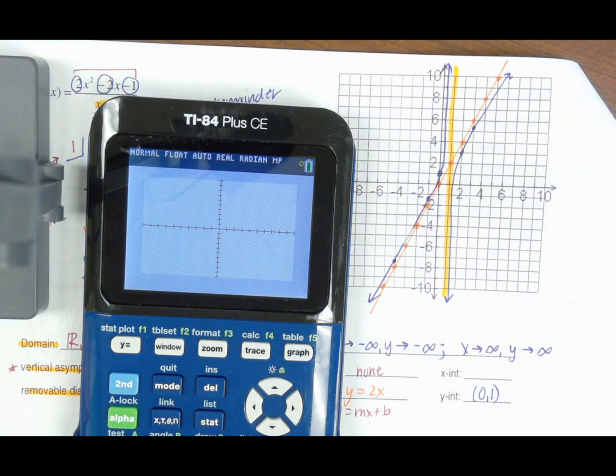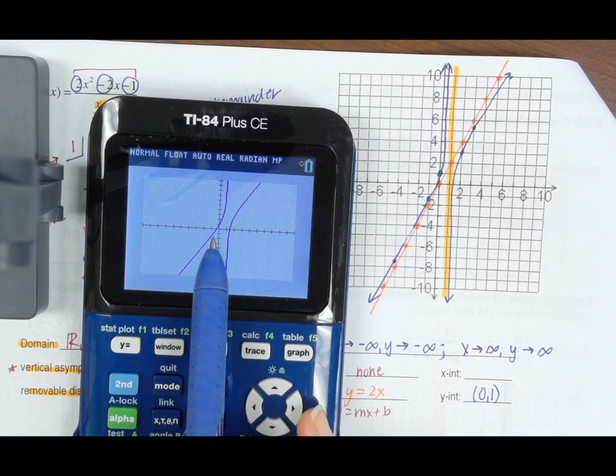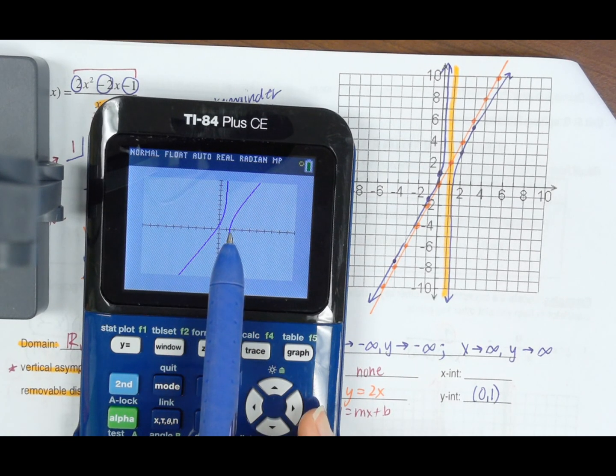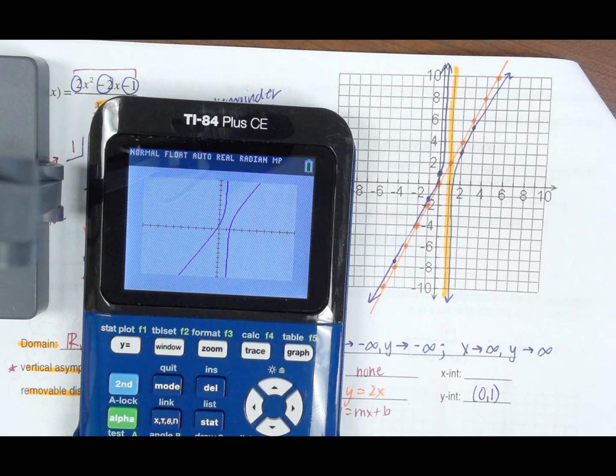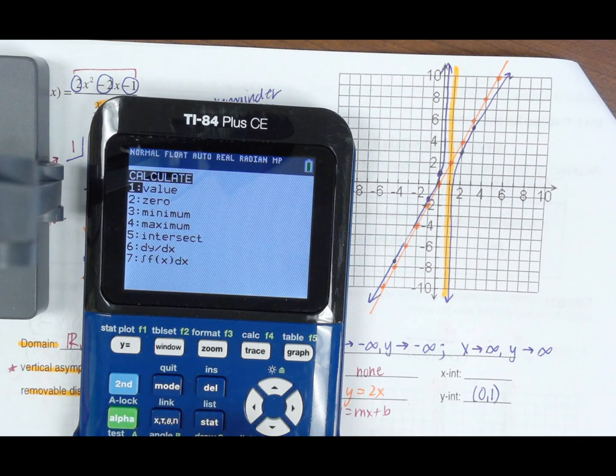Okay. Do you see where your graph crosses the x-axis? Does it look like it has x-intercepts? Yeah. It's got one here, and it has one here. All right, but since the top's not factorable, we're going to have to use the calculator to find this for us. So, again, another throwback to Algebra 2. Go into second, and then the calculate menu, option 2.